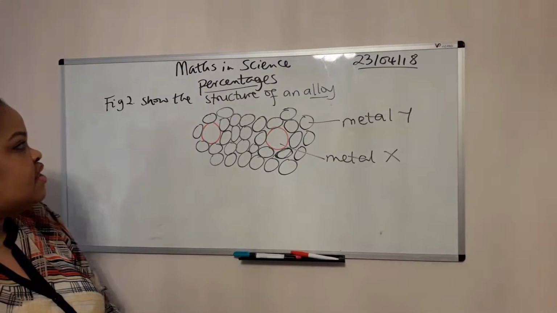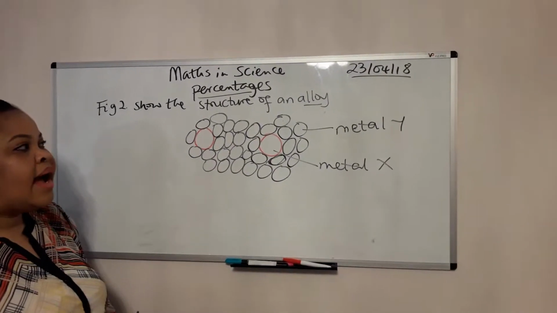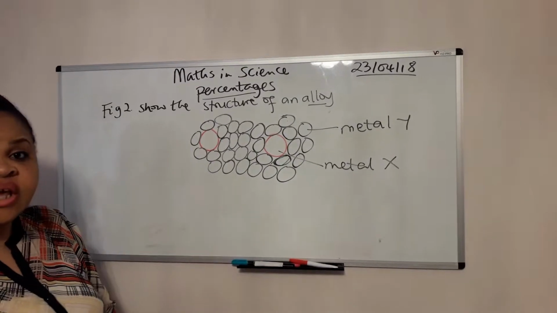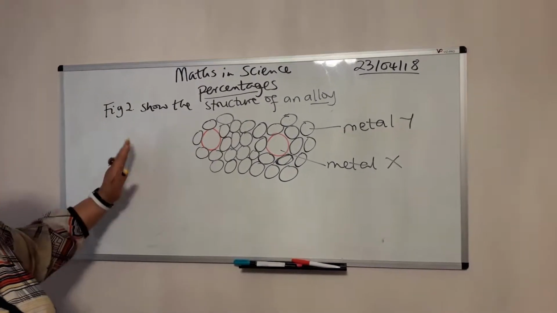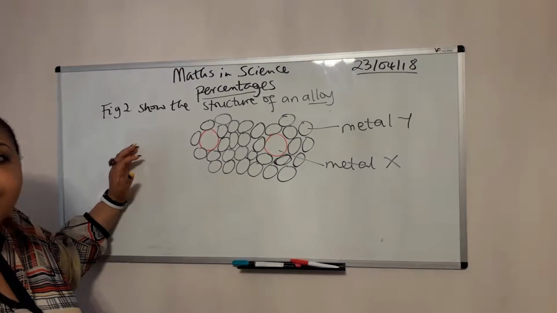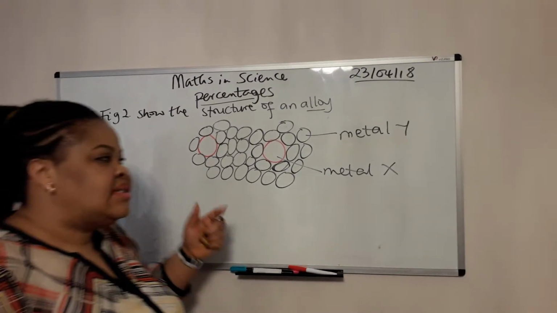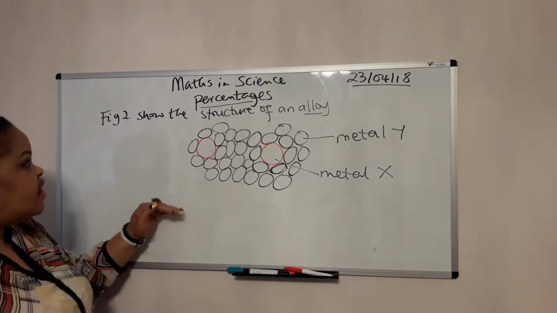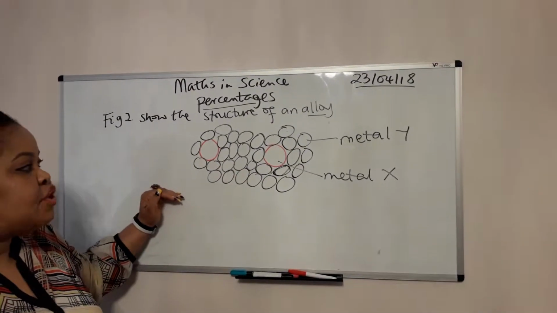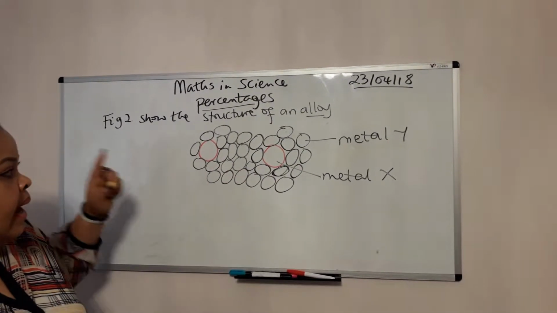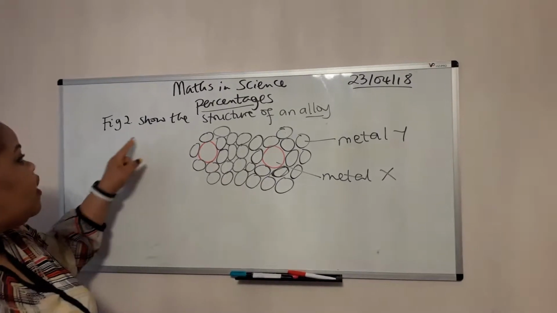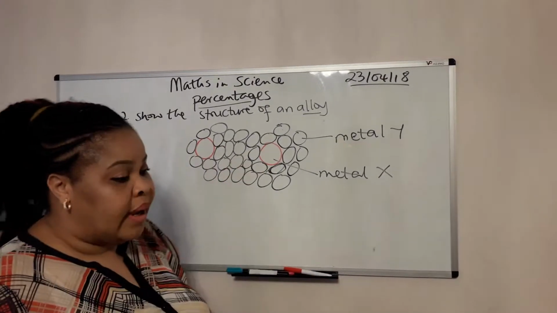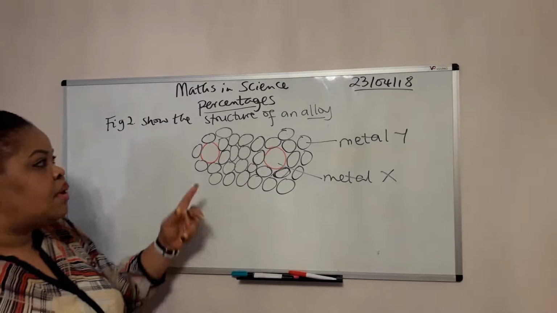So really quickly this morning, this is a typical calculation question in science. This is from the AQA chemistry paper 1, the assessment papers that have been released by the AQA exam board. This is a question in chemistry, and it's C1. If you look at this question, it says figure 2 shows the structure of an alloy. And a student said to me, what's an alloy?